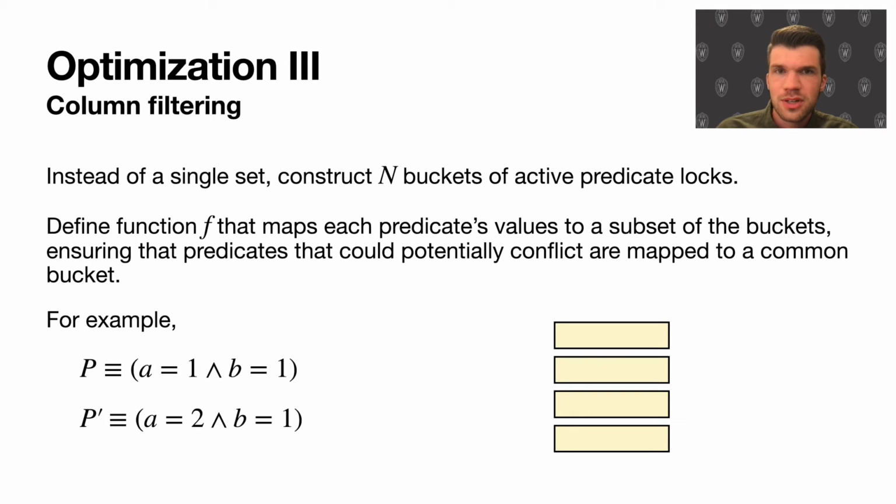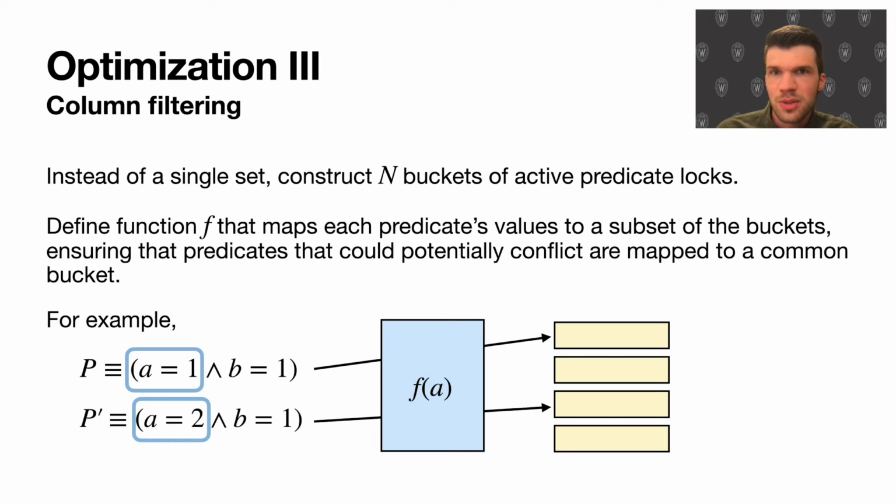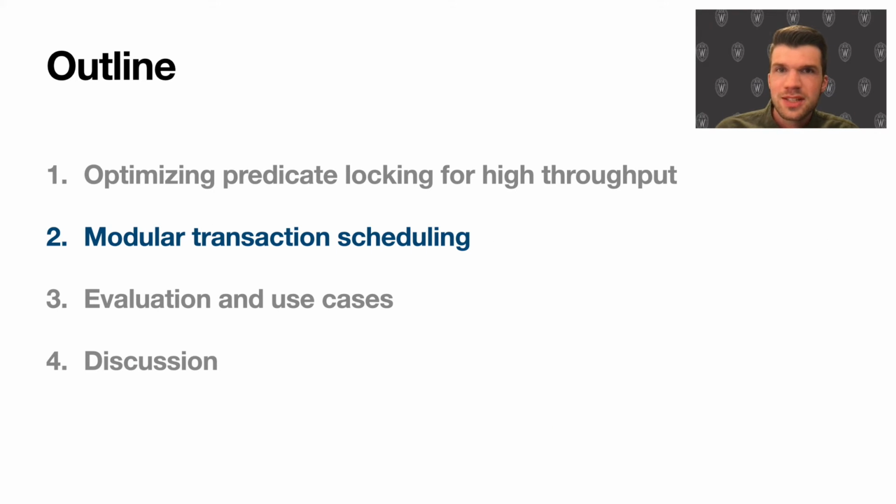For example, some function on column A could map these predicates to different buckets, eliminating the need to compare them. However, predicates that cannot be mapped must be inserted into each bucket. I'll now discuss how we combine these predicate locking optimizations into Dibs, our modular transaction scheduler.